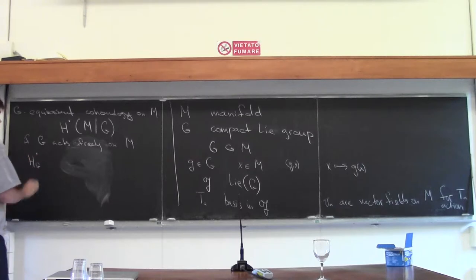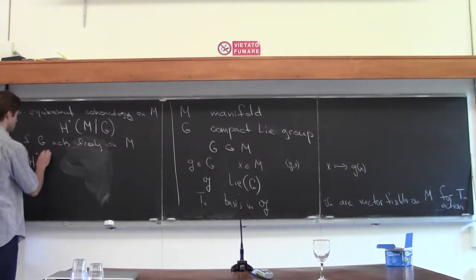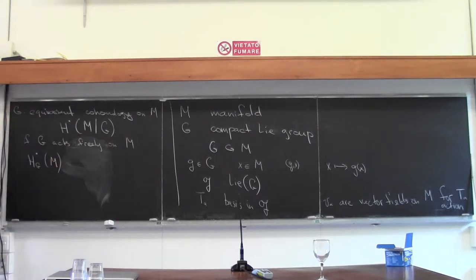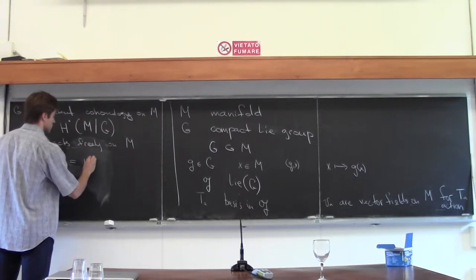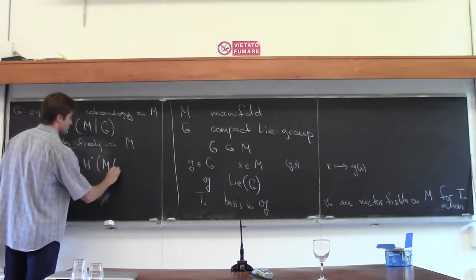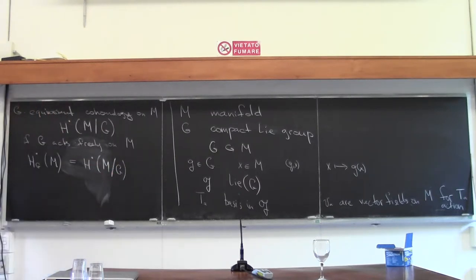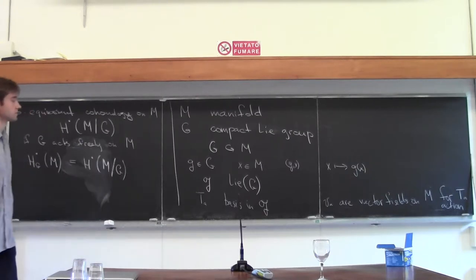I will denote it with subindex G: the equivariant cohomology of G on M would be equal to the ordinary cohomology of M quotient G. But what shall we do if the action is not free? If there are some fixed points, then this quotient is not well defined.